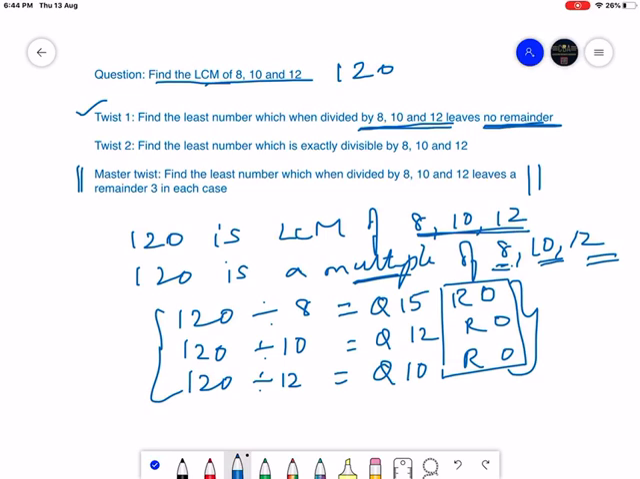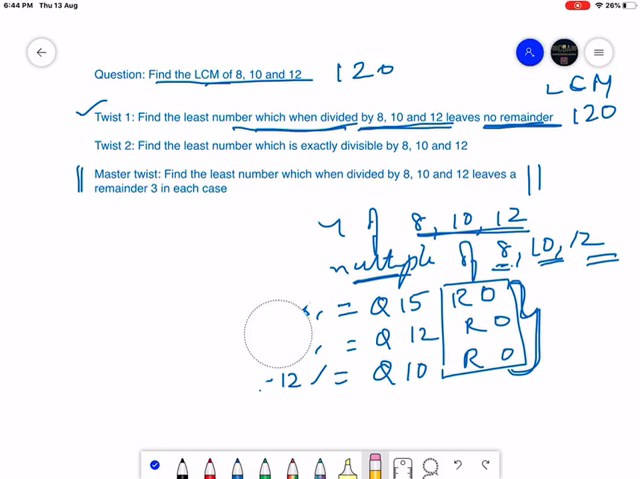Isn't it the number 120? So 120 divided by 8, 10 and 12 is leaving no remainder. So the answer for this question is also 120. So find the least number which when divided by, whenever they say it is divided by some number, leave no remainder, they are simply asking you to find the LCM. Okay, so this is one sort of twist.